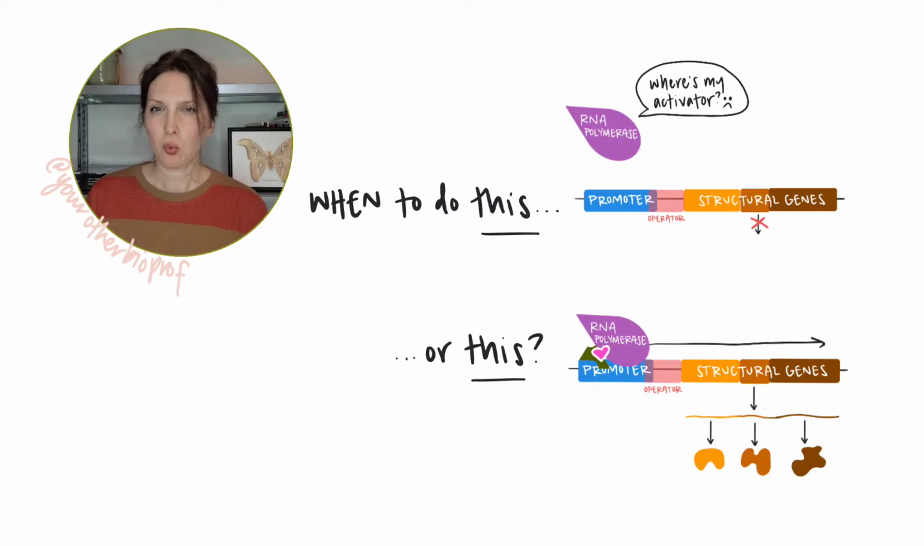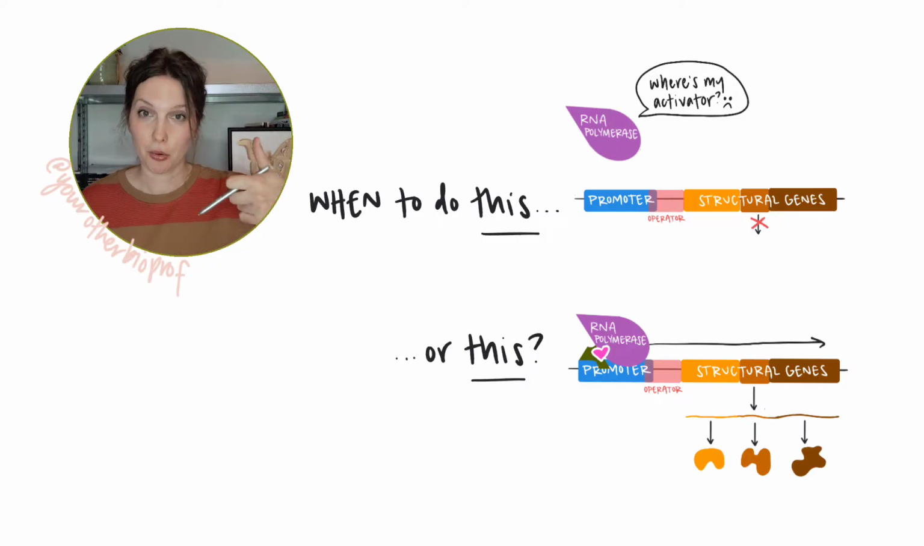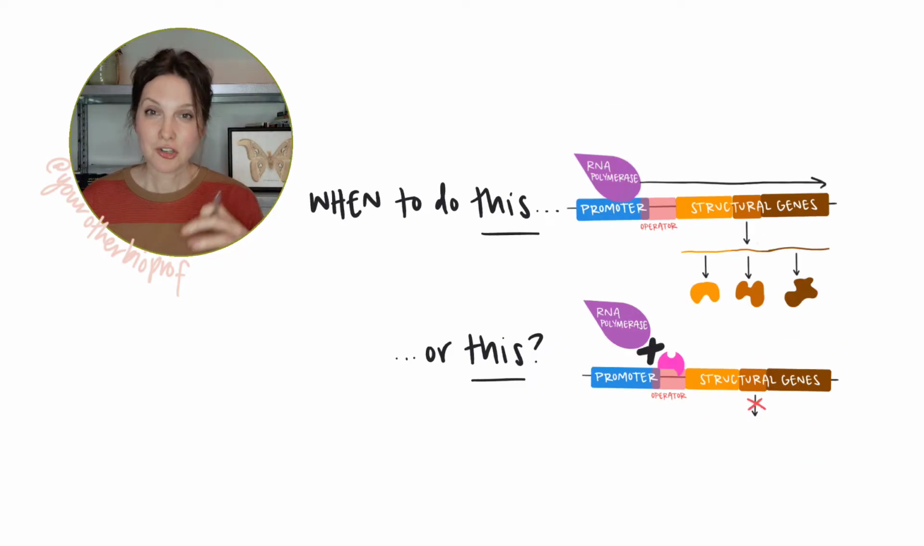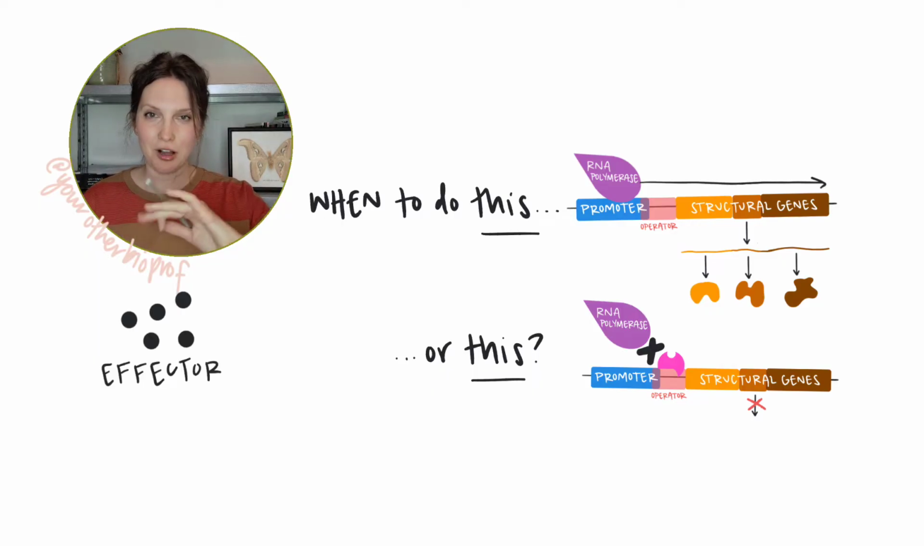Like in so many processes in biology, proteins are doing the work here, but they need to know when. Like, when should an activator bind to the DNA in order to start up or increase transcription, positive control? Or when should a repressor bind to the DNA in order to decrease or shut off transcription, negative control? They need a signal.